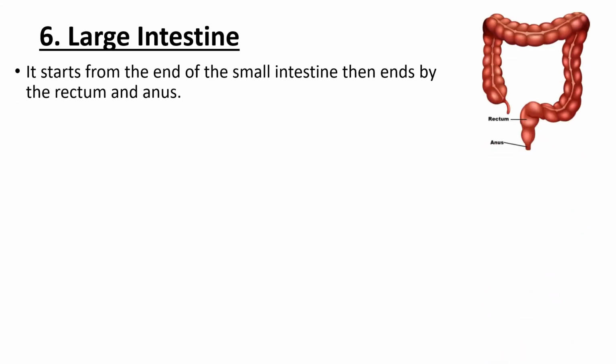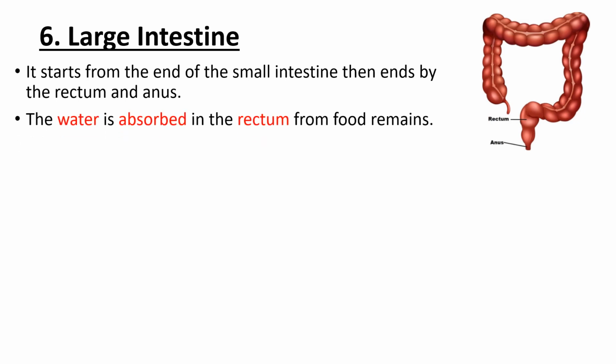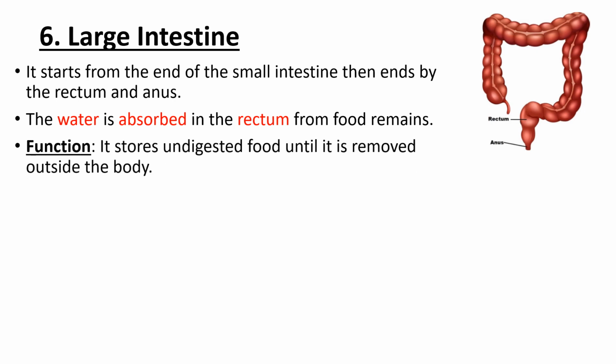Large intestine. The large intestine starts from the end of the small intestine, then ends with the rectum and anus. The rectum is where the water is absorbed from the food remains. The main function of the large intestine is to store the undigested food until it is removed outside the body through the anus.